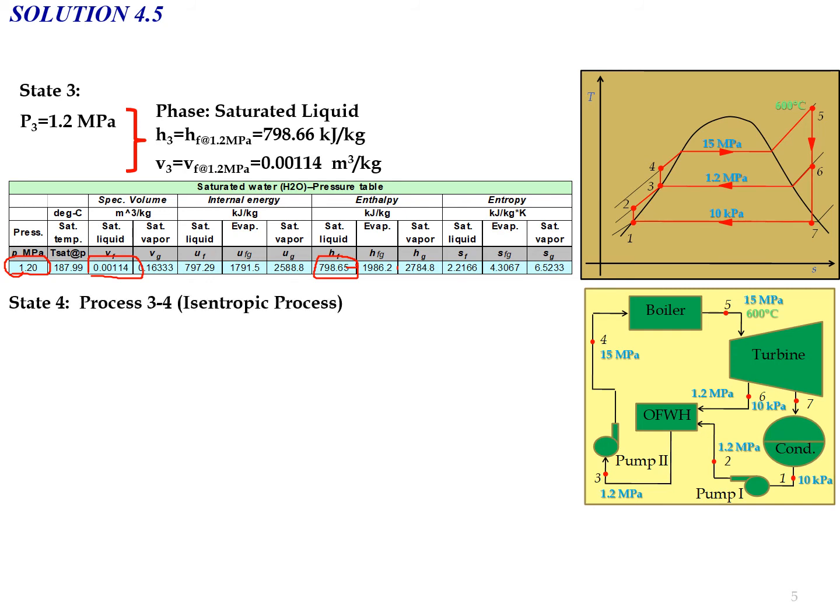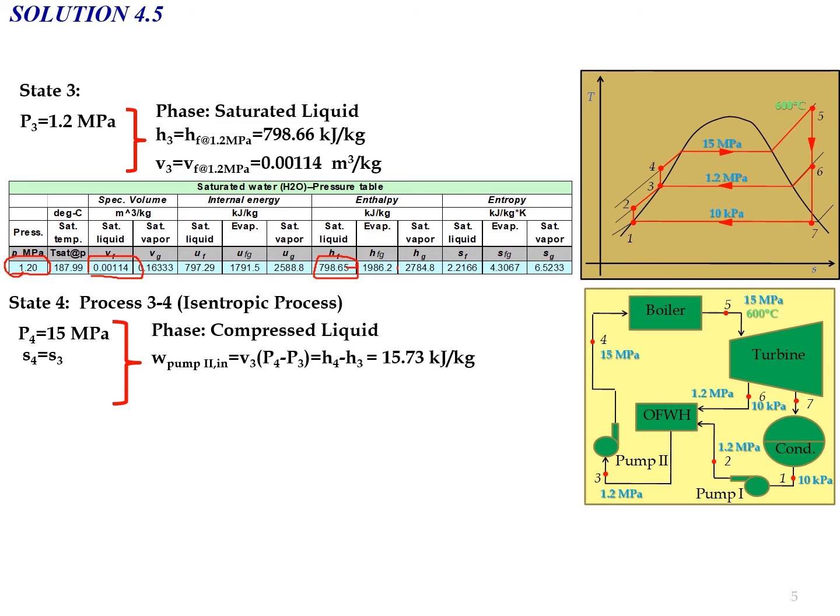So now we move to state 4, which is process 3 to 4, another isentropic compression process from pump 2. We know that the pressure at state 4 is 15 megapascal, and the entropy at state 4 and state 3 is equal. This process happens in the compressed liquid region, and the work pump in is equal to v3, the specific volume at state 3, times the bracket P4 minus P3. It is equal to h4 minus h3, and it is equal to 15.73 kilojoule per kg.